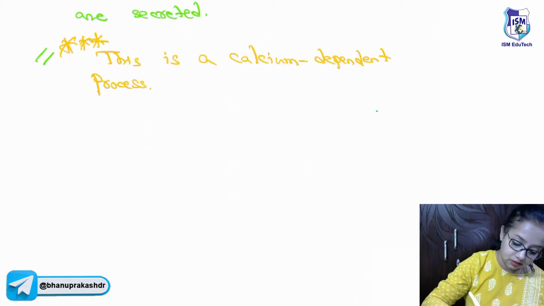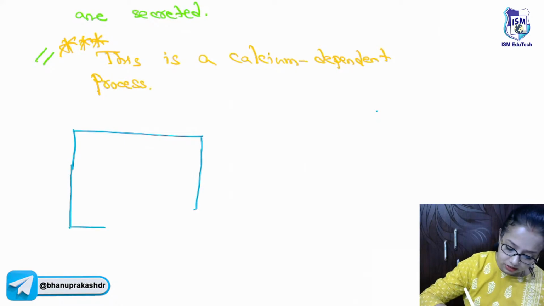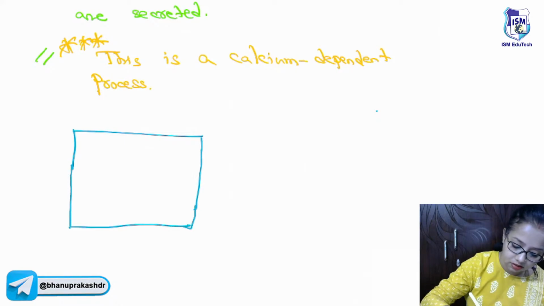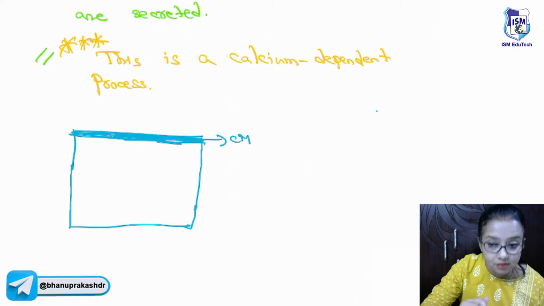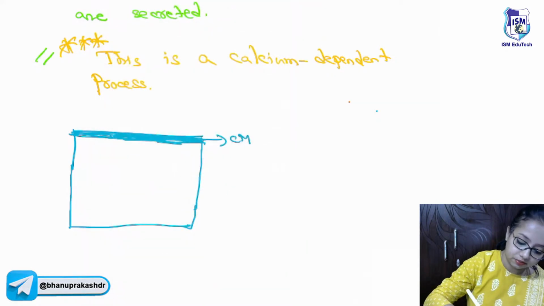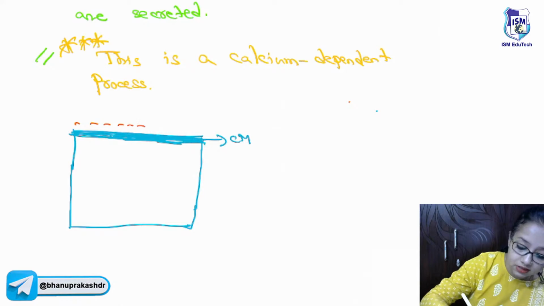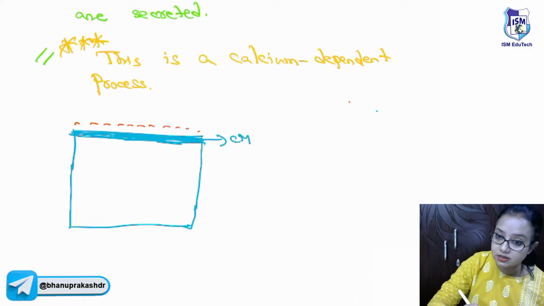So see this. Here is the cell membrane. Say this is the hypothetical diagram of the cell and this is the cell membrane. So what do we know? This is our cell membrane. I'm just making it thickened instead of drawing two lines. What do we know? Cell membranes are negatively charged, right?